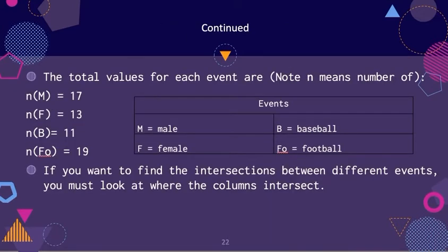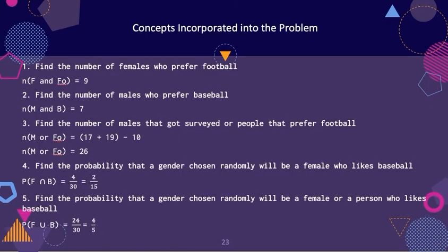The total values for each event are 17 males, 13 females, 11 people who like baseball total, and 19 people who like football total. If you want to find the intersections, you must look at where the columns intersect. The number of males that prefer football is 9. The number of males that prefer baseball is 7. The number of males surveyed or people that prefer football is 26.